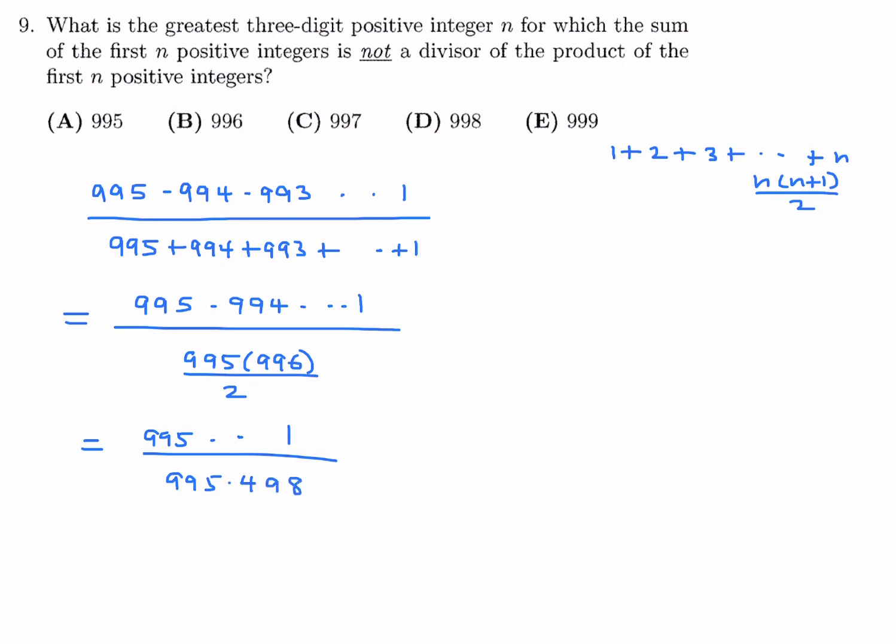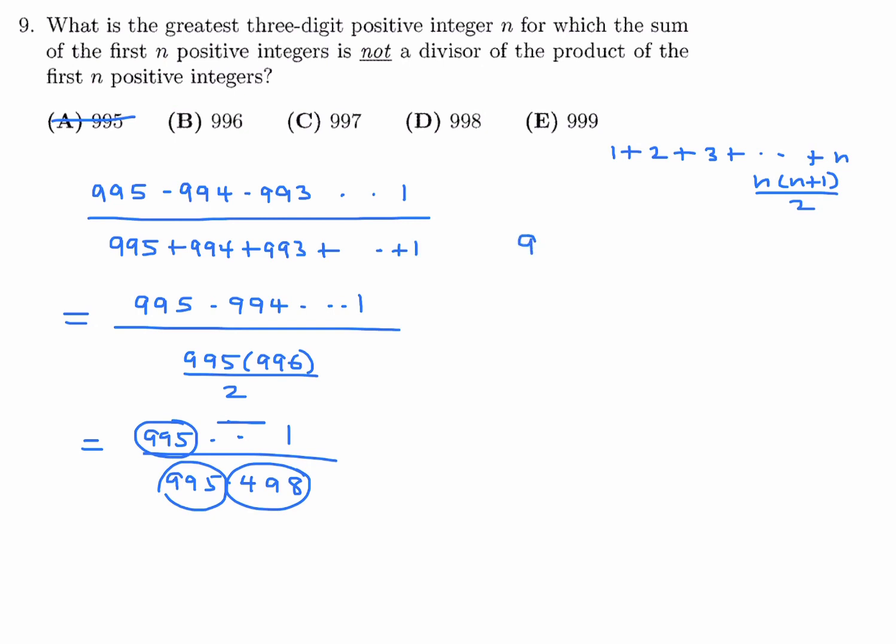Like that. Well, let's see. Is this divisible? Well, 995 is in there, and a 498 will also be in there somewhere. So this is divisible. So this one is fine. We're looking for one that's not divisible. So that one's fine. Cross it out. So I hope you get the hang of this.